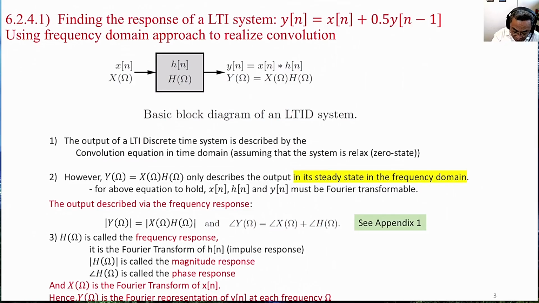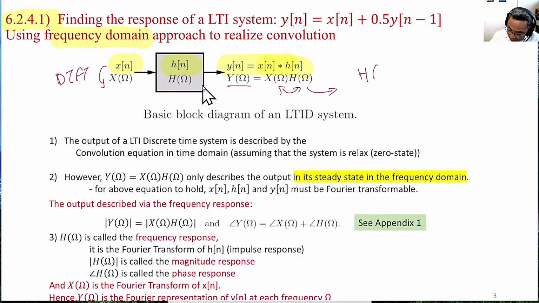This is 6.2.4.1. We are going to use the frequency domain approach to realize convolution. So basically, we have x of n, our signal coming into an LTI, linear time invariant system with impulse response h of n, and of course the output is described by the convolution of x of n with the impulse response. In the frequency domain, we basically perform DTFT to get X of omega, and Y of omega is simply the multiplication of X of omega and H of omega.